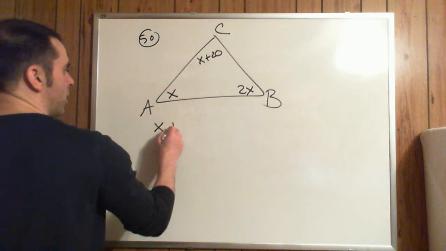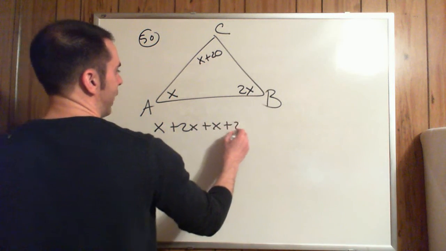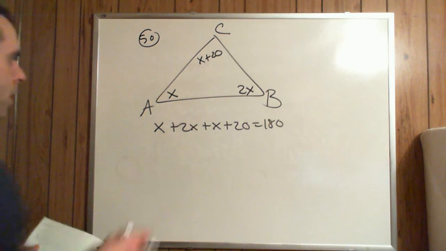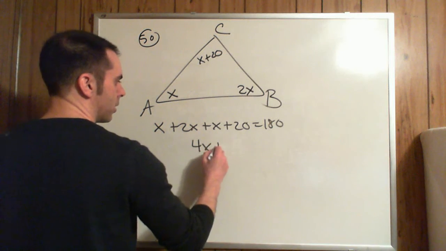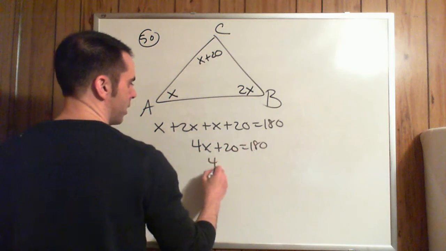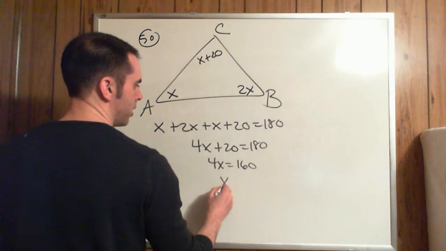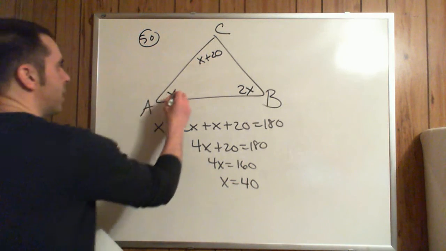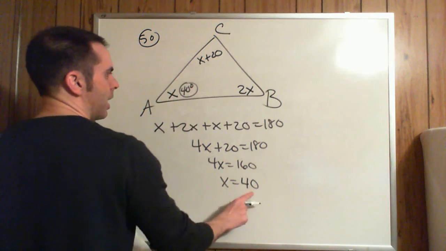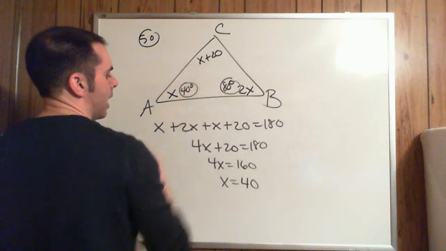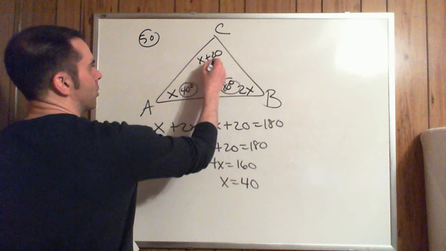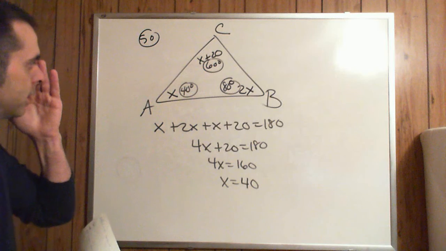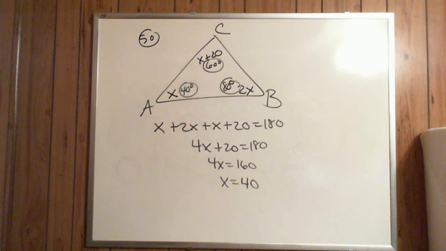All three angles in a triangle, you may recall, must sum to 180 degrees. So I just simply add all three angles and set it equal to 180. 3x and 1x is 4x, plus 20 equals 180. Subtract 20 and get 160. Divide by 4 and x is 40. So this means angle A is 40 degrees, angle B is 80 degrees, and angle C is 60 degrees. And we can check because all three angles sum to 180. 60 and 40 is 100, plus 80 is 180 degrees.